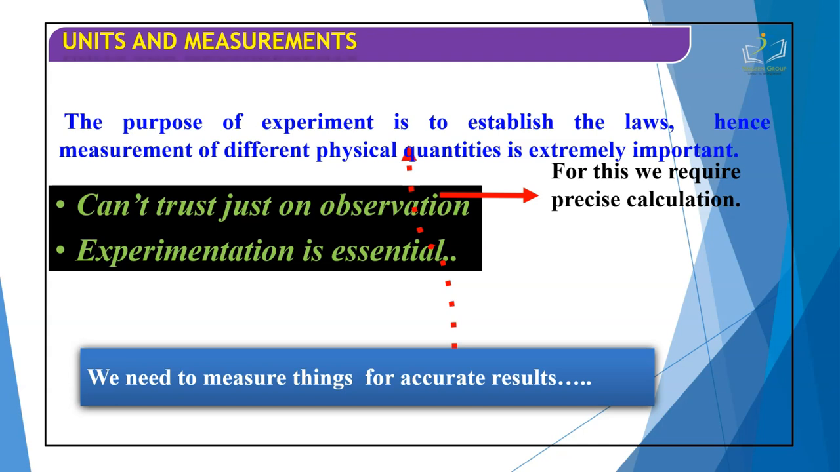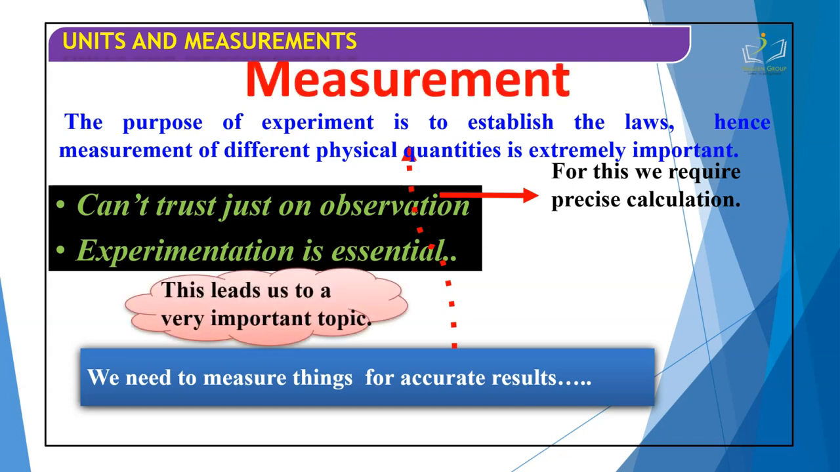So the purpose of experiment is to establish the laws, hence measurement of different physical quantities is extremely important. So this actually develops the need of measurement.